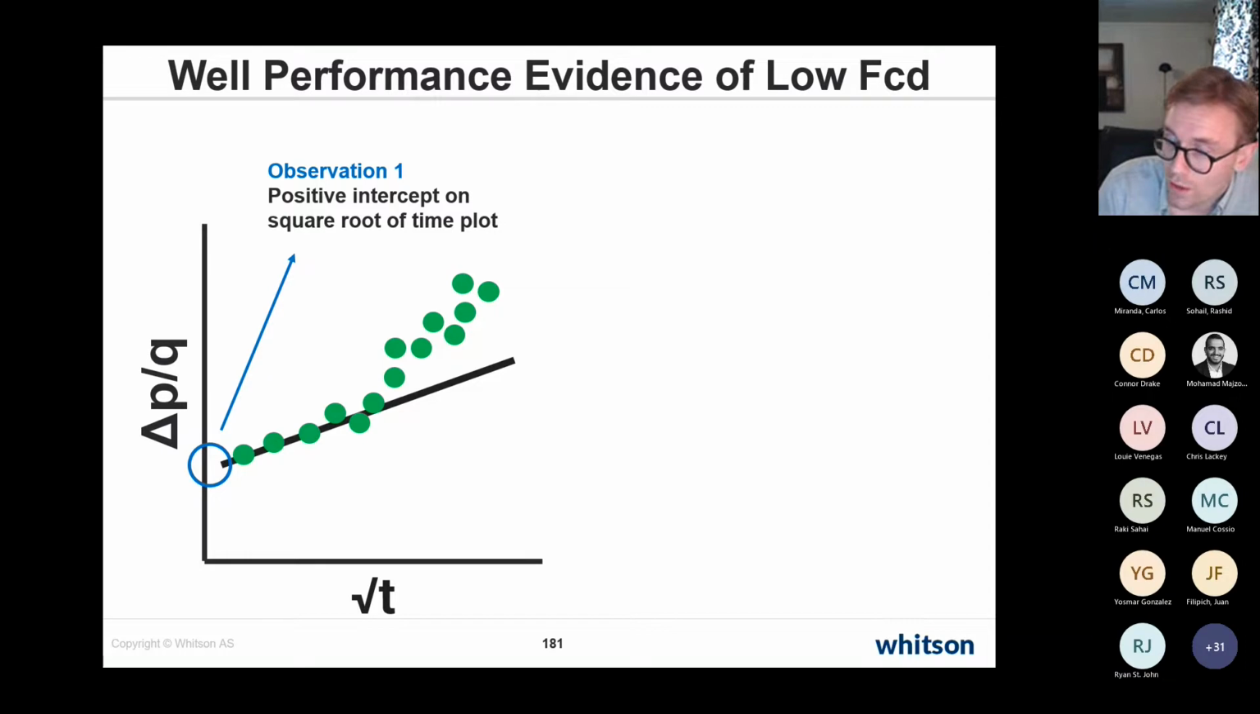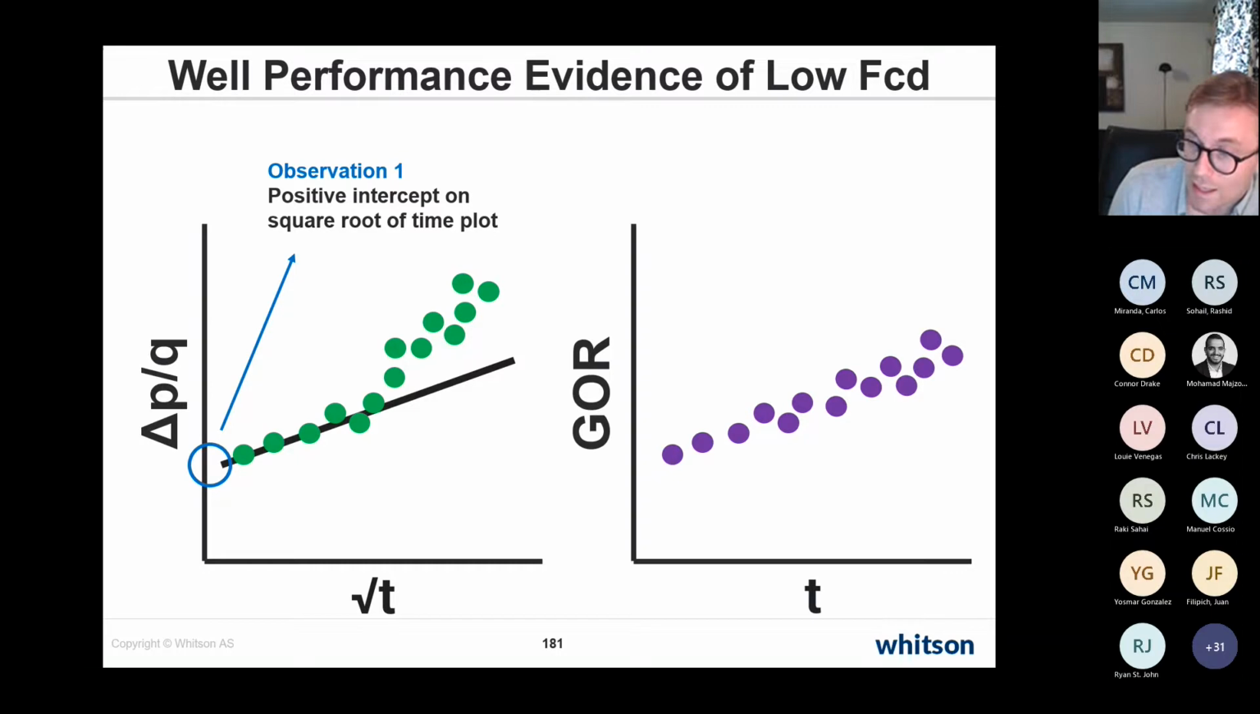The second is if you have historical data where you see that you're getting production below the saturation pressure, where the GOR starts to increase, and that GOR behavior is linearly increasing.